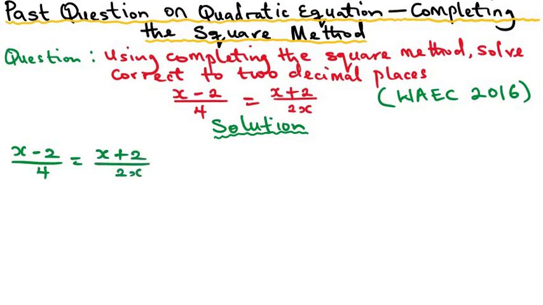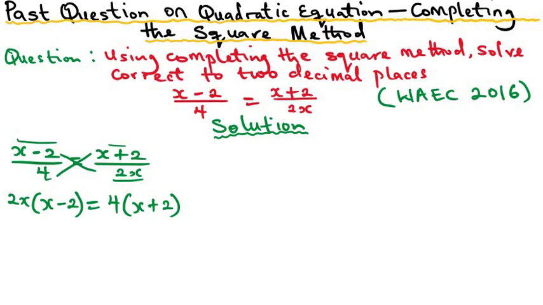But what we have on the screen, our question, is in the form of an algebraic fraction. So we have to express this as a quadratic equation. It will have the form ax squared plus bx plus c equal to 0. For us to do this, we have to cross multiply. So when we cross multiply, 2x will multiply (x minus 2), having 2x in a bracket (x minus 2), equal to 4 will multiply (x plus 2), having 4 in a bracket (x plus 2).